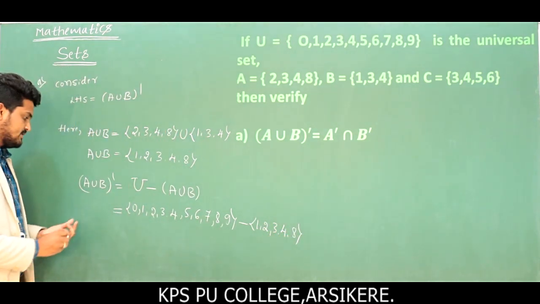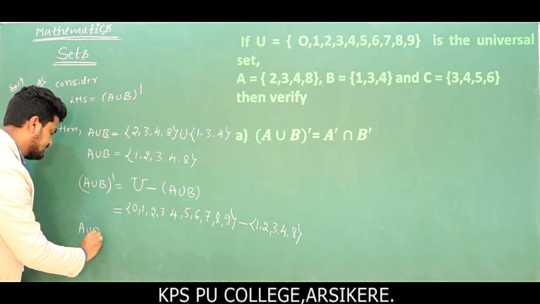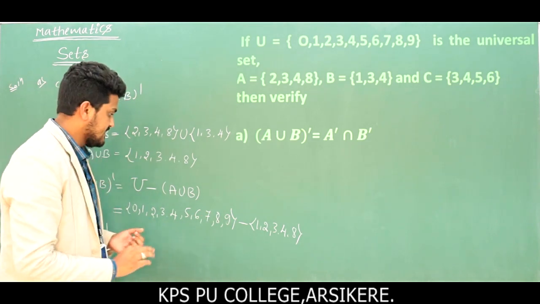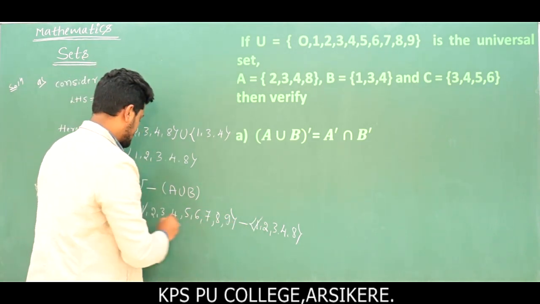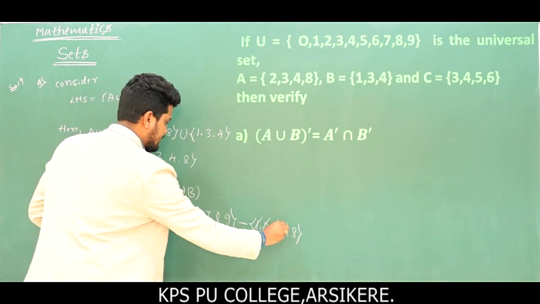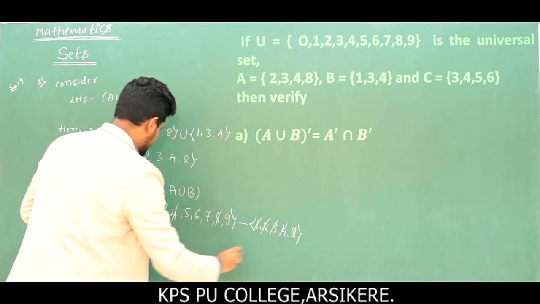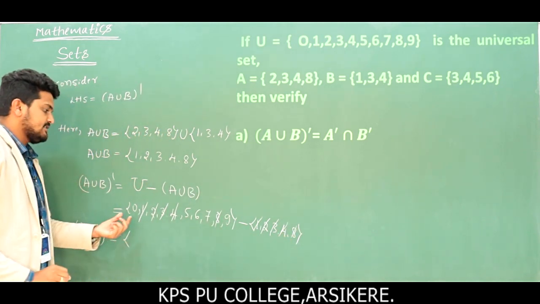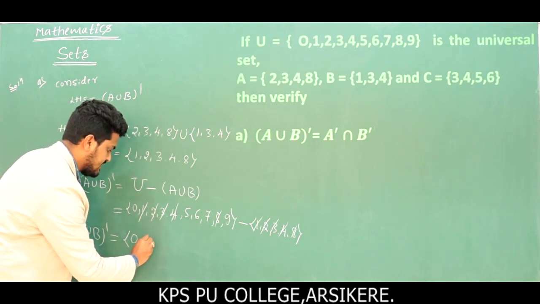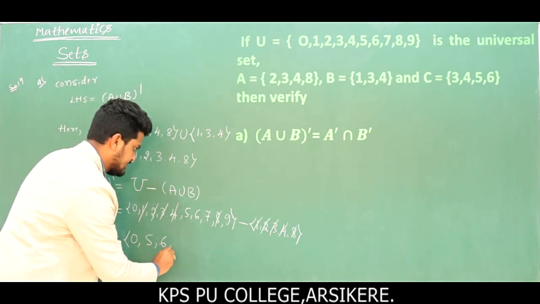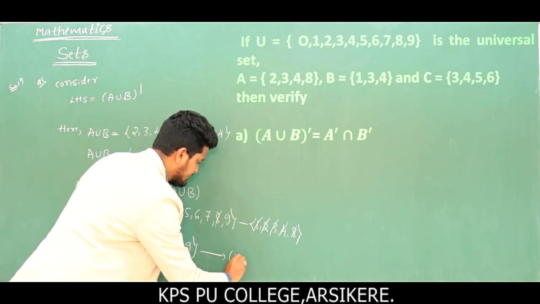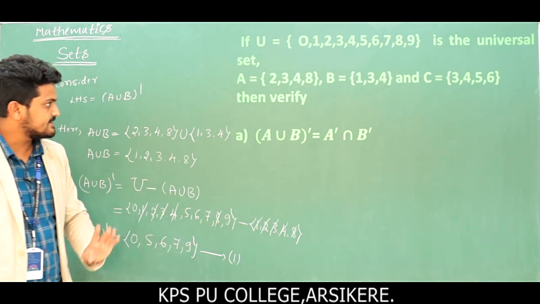Then A union B whole dash is equal to, first you cancel the common elements: 1, 1, 2, 2, 3, 3, 4, 4, next 8, 8. So what values are left in the universal set? 0, next 5, 6, 7, 9. Call it equation number 1. This is nothing but the LHS value.